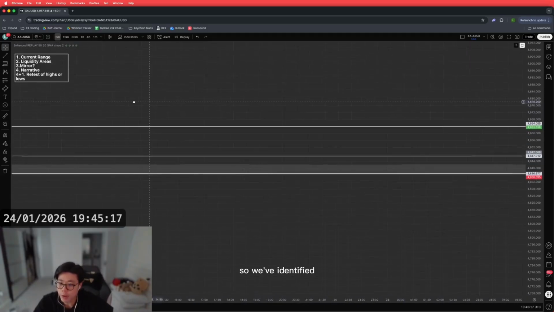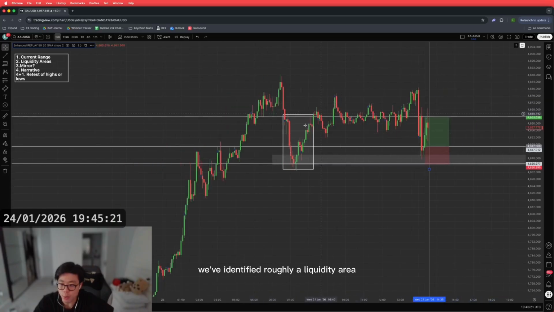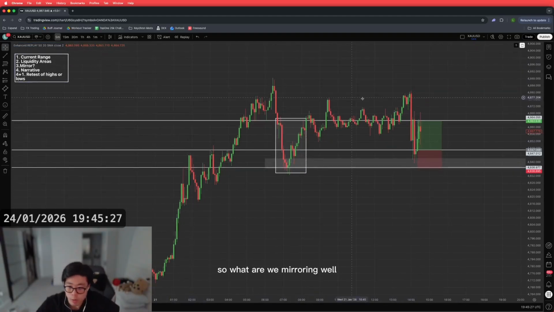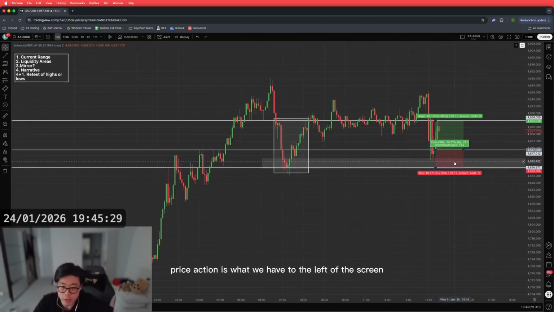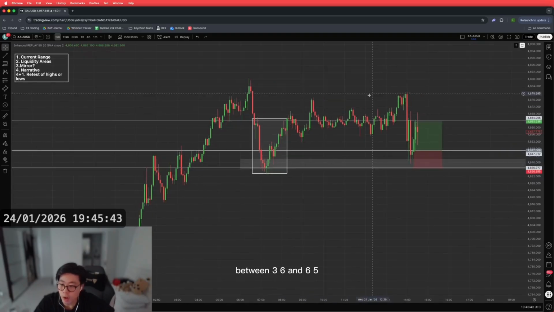So we've identified the current range that we're trading in. We've identified roughly a liquidity area, which I'm expecting to be in this area, which you actually have tapped. So what are we mirroring? Well, mirror price action is what we have to the left of the screen. So left of the screen, we had price come down. Price action should respect this area here, which it does, but it hasn't validated. And you're looking to grab basically this piece of the market again between 3.6 and 6.5.